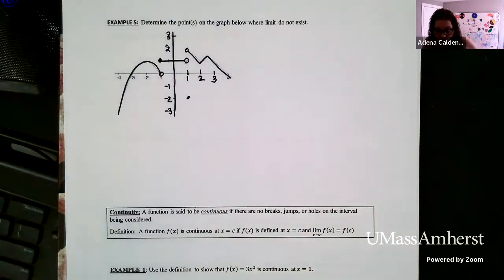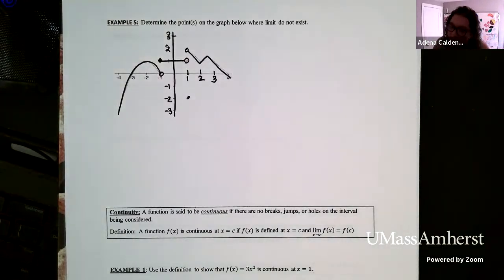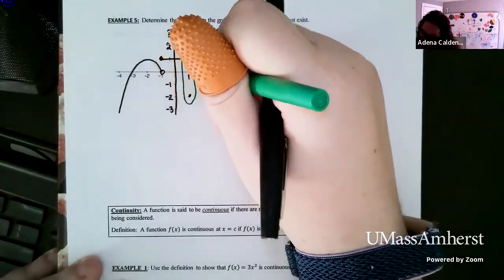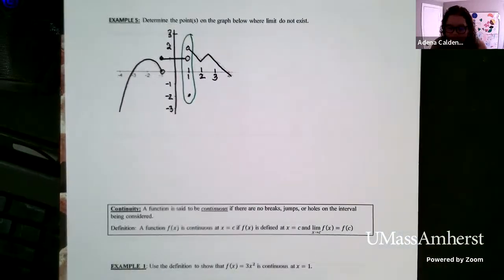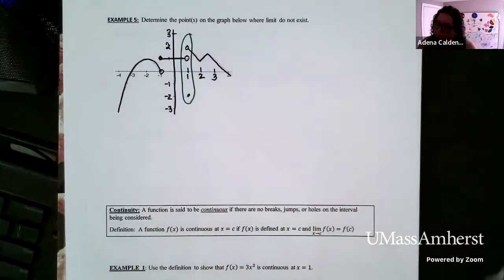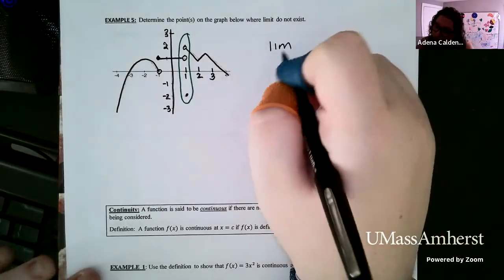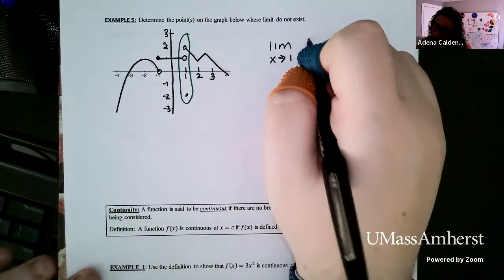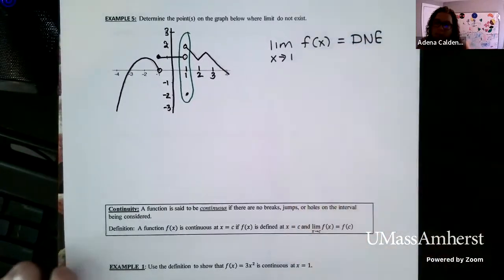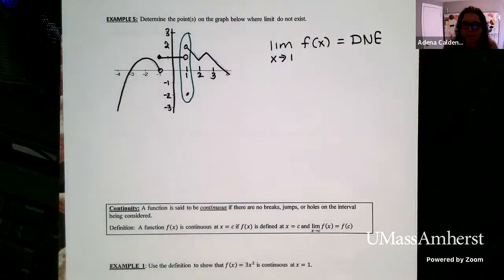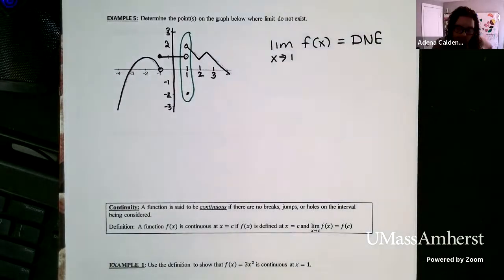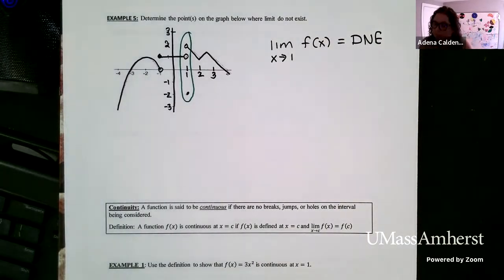Okay, so hopefully what you notice is that at 1, we kind of have these jumps, right? The limit from the left is different from the limit from the right. So we can say the limit as x approaches 1 for our function does not exist. That's one of the places where it's not going to exist, because again, we have these jumps which cause the limits from the left and the right to be different.